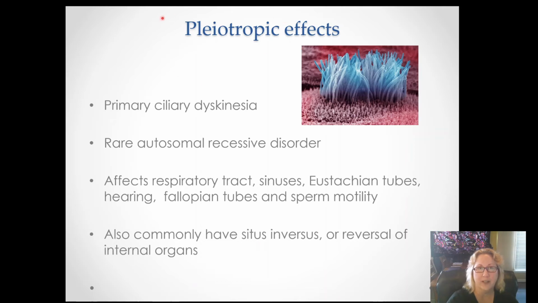So pleiotropic effects are usually explained once the molecular mechanism of a particular protein that's made by this defective gene is revealed.